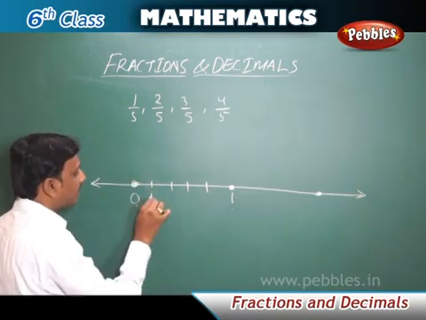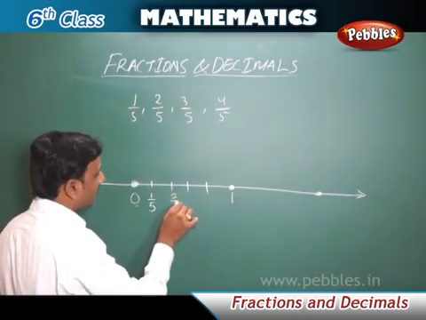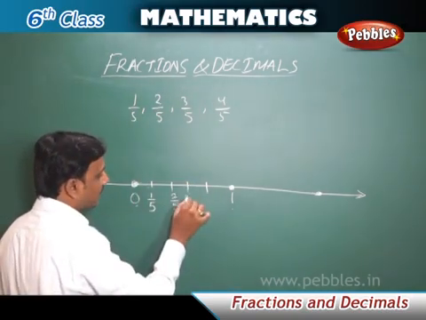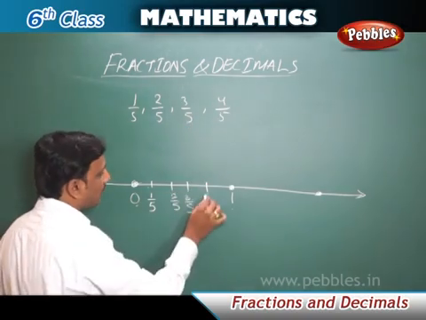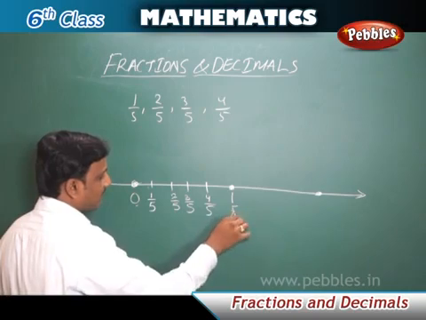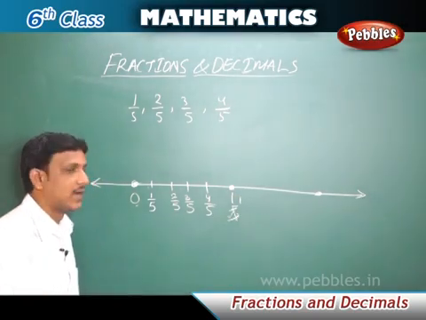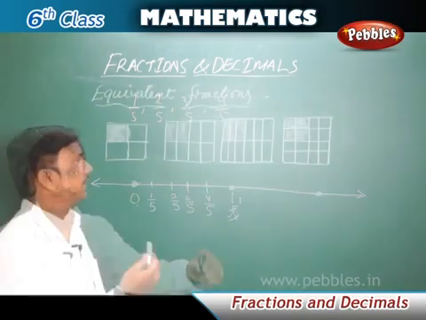Now the first one becomes 1 by 5, that is 1/5. Second one becomes 2/5 and third one becomes 3/5 and fourth one becomes 4/5, and this is 5 by 5, that is 1. So in this way we can mark fractions on a number line.